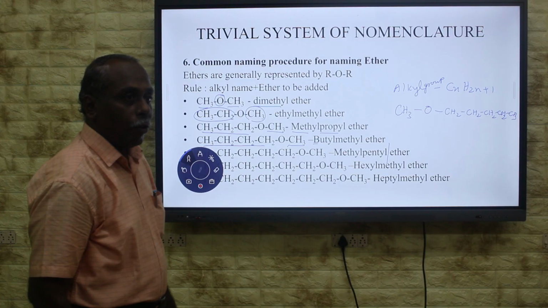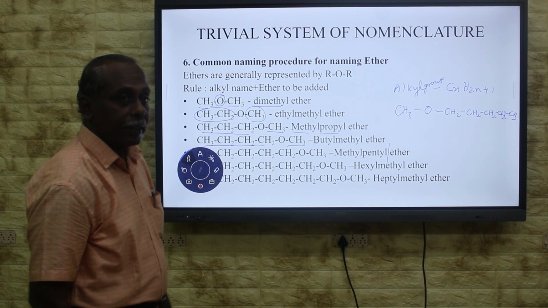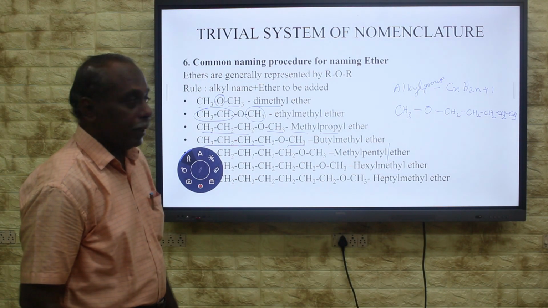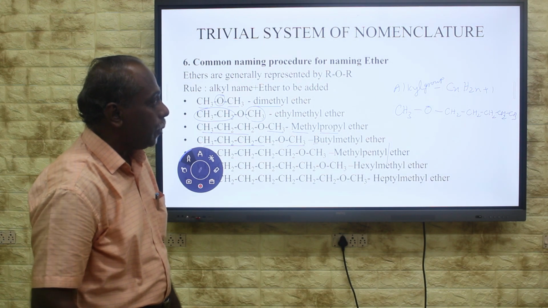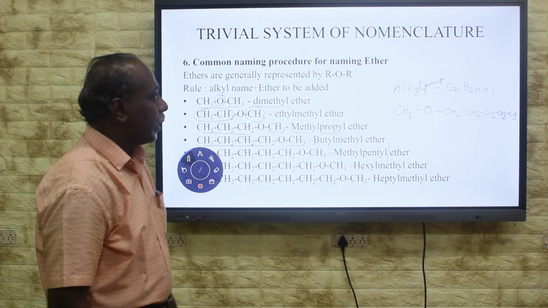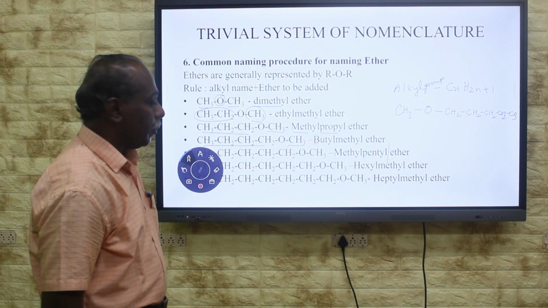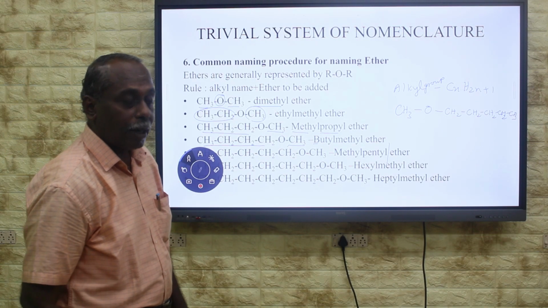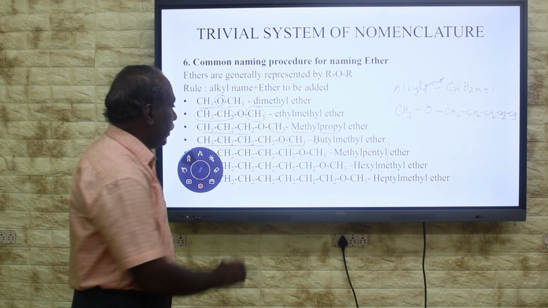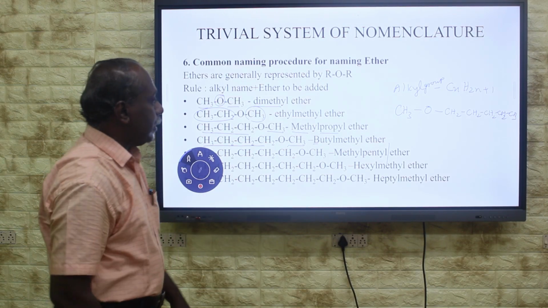If n is 4, that is butyl, n is 4, C4, H(8+1), 9, C4H9. It can be checked with the help of this general formula. We have learned those things in the homologous series. In that way, we can write the general formula.